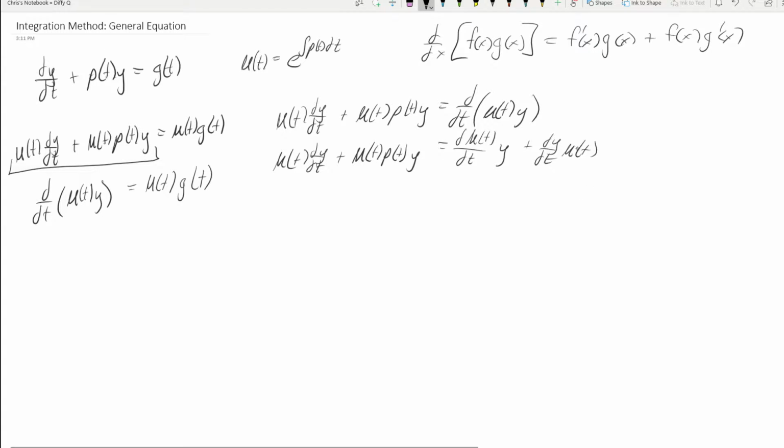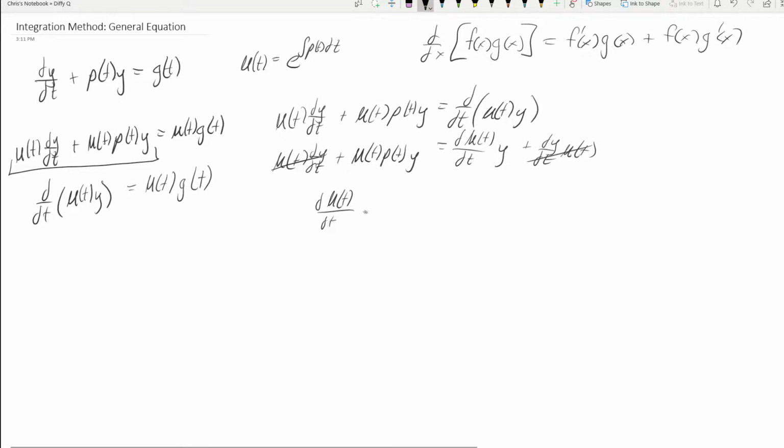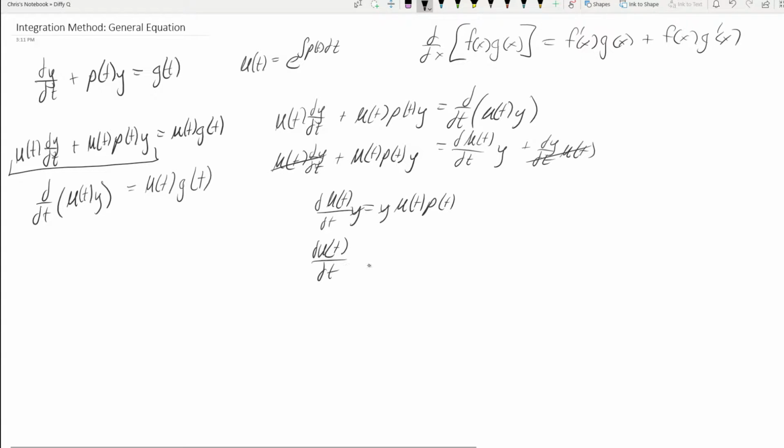So we want to first look at this. We have a dy/dt times mu(t) on both sides, so we can get rid of both of those. That leaves us with, I'm going to switch this to the other side, d mu(t)/dt times y is equal to y mu(t) p(t). Then we can also get rid of a y. We can divide the whole thing by y, which is going to give us d mu/dt is equal to mu(t) p(t).